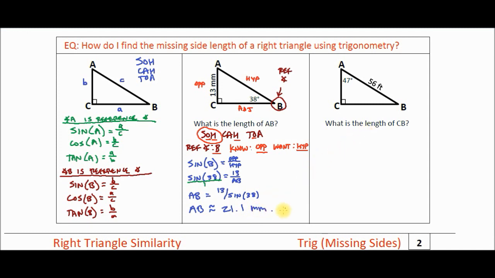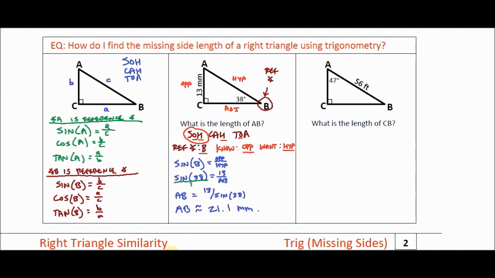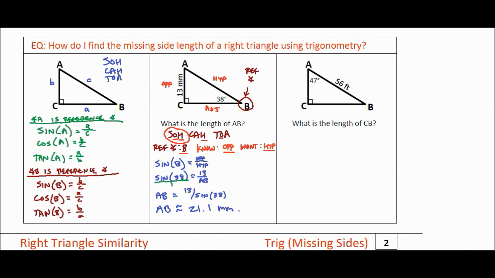Now we're going to do the next example much faster because you've already gone through the details. Alright, what is the length of CB? Alright, oh, you know what, class? Change this. I want you to cross that off and change that to AC. I want to know the length of AC in this one. So what's the length of AC? Step number 1. You're going to write SOHCAHTOA.